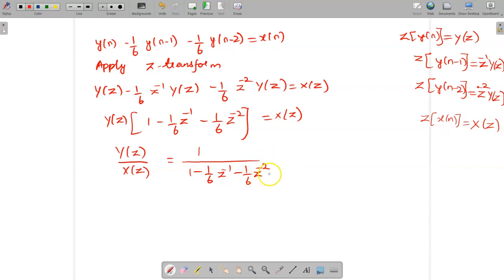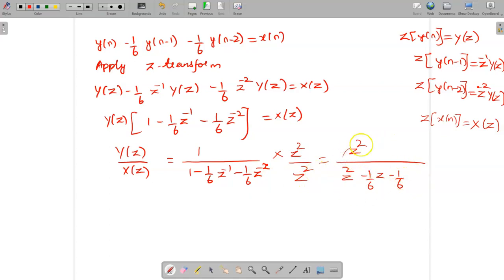Suppose we have z power minus 3, we have to multiply numerator and denominator by z cube. So here the higher power term is z power minus 2, so just multiply by z square in both numerator and denominator. So what happens? This becomes z square. Z square into 1 is z square. Z square into z power minus 1 is z. So minus 1 by 6 z minus 1 by 6. Z power minus 2 into z power 2 is nothing but 1, so both get cancelled. You will get only the constant term here.